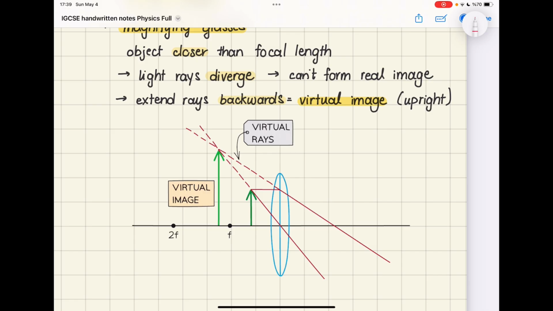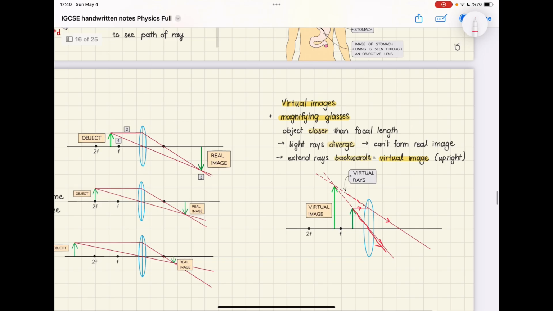A virtual image is when we have an extended ray again. So this ray goes this way, then down. Its extension is backwards. This ray goes straight like this, so its extension is backwards. We have a virtual image which is enlarged and also has the same orientation.